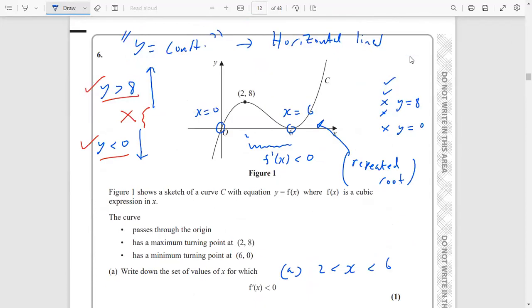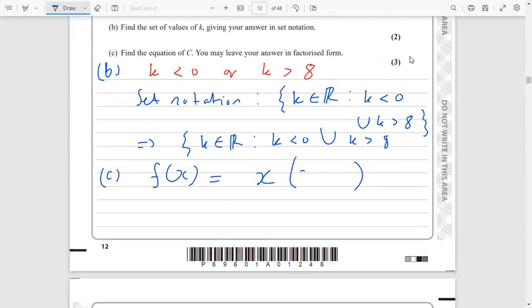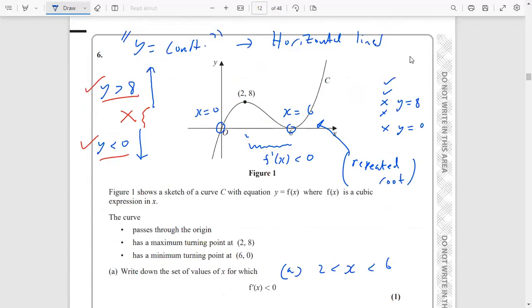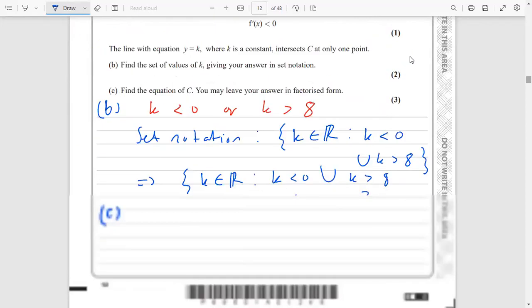So using the factor theorem, x minus 6 must be a factor, and because it's repeated, we've got to square it. Remember, it's a repeated root because it just touches the x-axis, it doesn't pass through the curve. Okay, so that's all fine.